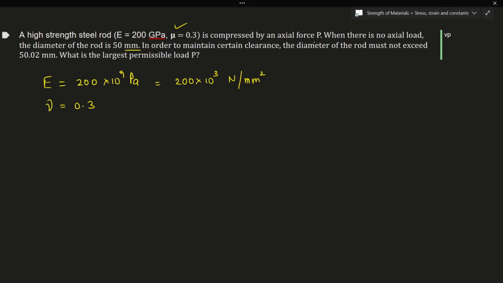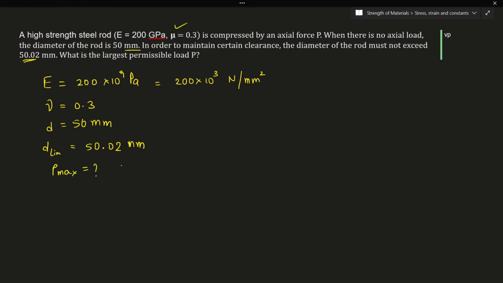The rod is compressed by an axial force P. When there is no axial load, the original diameter is given as 50 mm. In order to maintain the clearance, the diameter of the rod must not exceed 50.02. So I'll have it as d limit, which would be equal to 50.02 mm. What is the largest permissible load P? So they have asked us to calculate the maximum load.